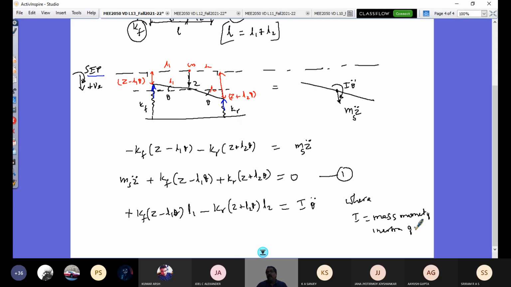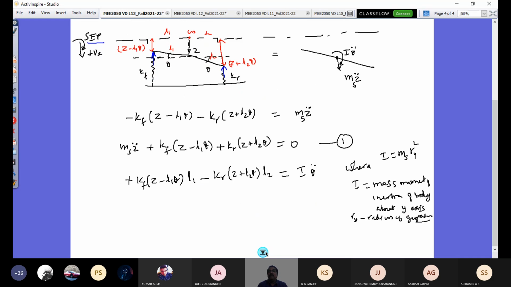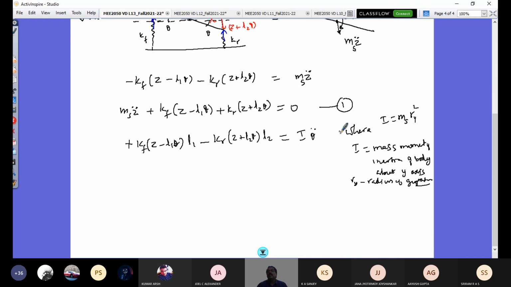Inertia of the vehicle body about the y-axis. So how do you get I? That is going to be ms into ry square, where ry is the radius of gyration. You understand all these fundamentals that you have studied in your properties of rigid bodies in the engineering mechanics module 4. So you cannot just forget them, right? That's quite useful here.